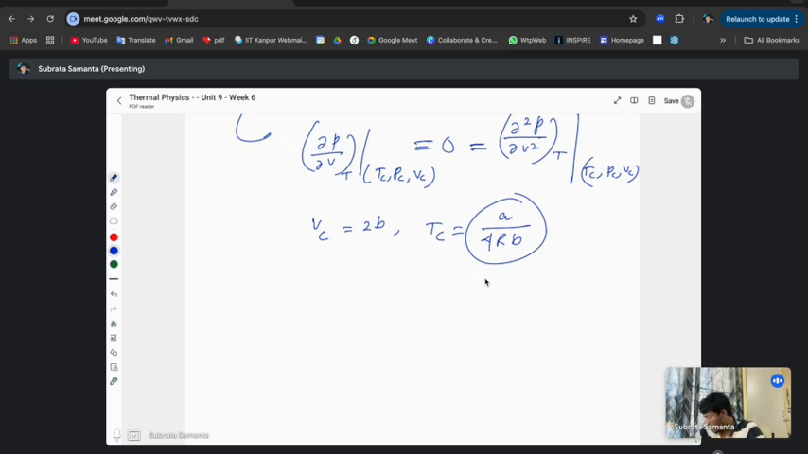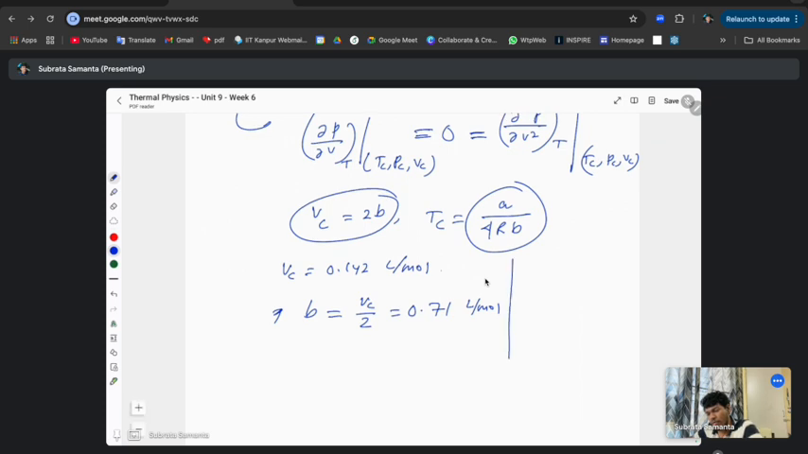So in the problem the Vc value is given: Vc is 0.142 liter per mole. From this we can calculate b. So what is the value of b then? It is divided by 2, right? So this is Vc over 2. So the value of b is basically 0.071 liter per mole.